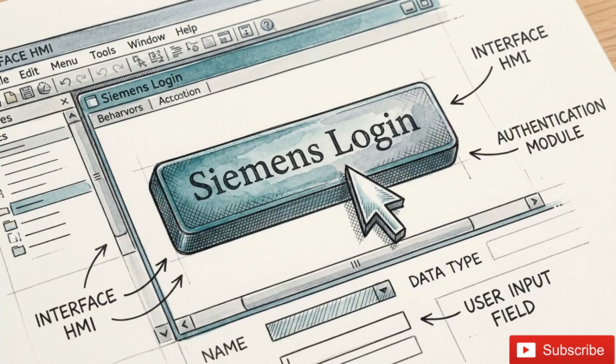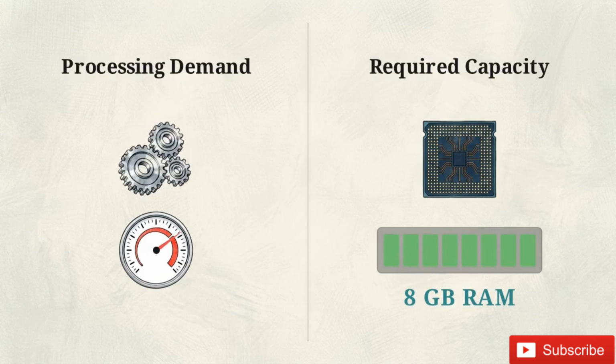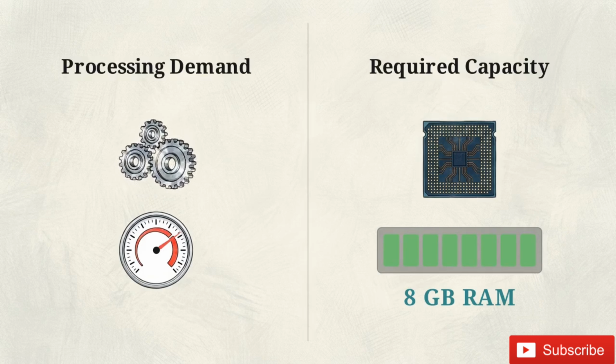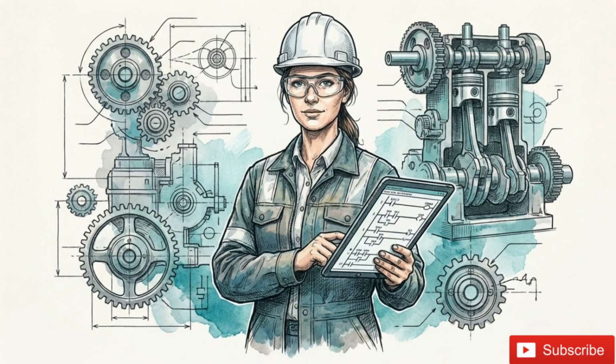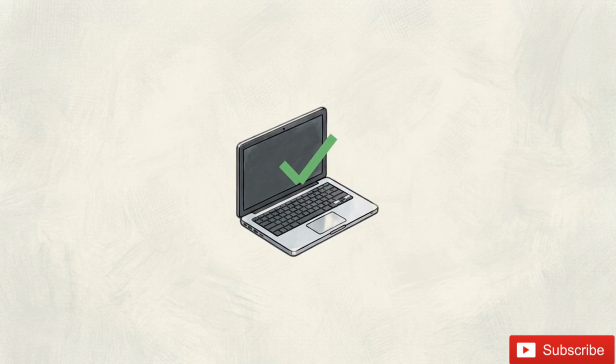Before we begin, you need two things: a registered account on the Siemens website and a computer with at least 8 GB of RAM to handle the heavy processing demands. Setting up this specific virtual lab gives you the exact tools used by industrial engineers, allowing you to build and test automation logic without purchasing thousands of dollars in physical hardware.